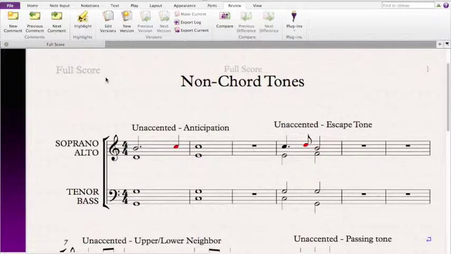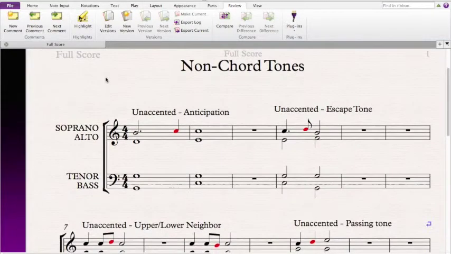So in general, we've categorized non-chord tones into three different categories. The first of which is unaccented, or non-chord tones that don't happen on a strong part of the beat. The second are accented non-chord tones, or non-chord tones that happen on an accented part of the beat. And the third is non-chord tones that require more than three notes to classify.